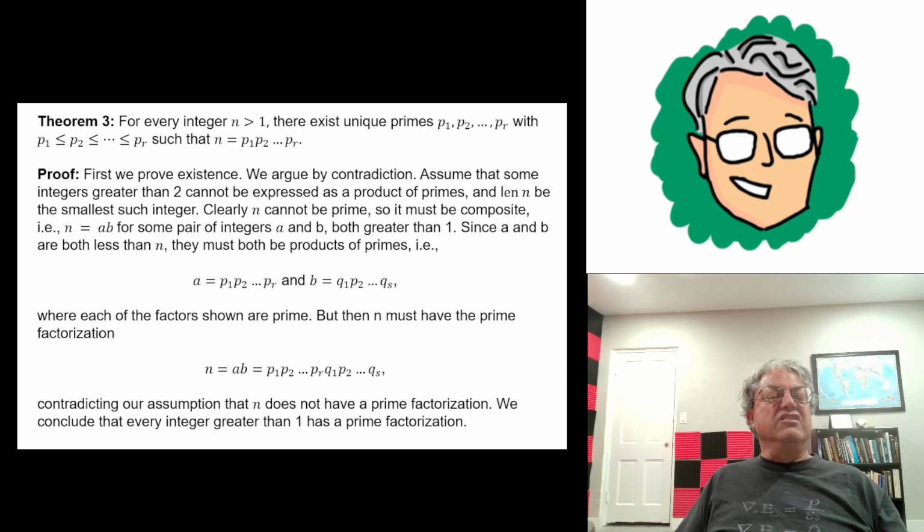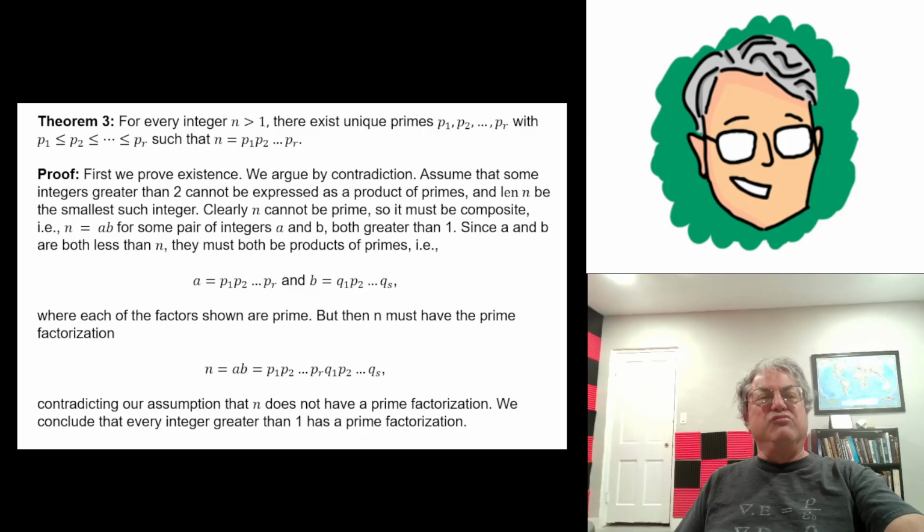So we can write a as the product p1 up to pr, and b is the product q1 up to qs. Well, now what happens if we multiply these two? Remember, n was equal to a times b. Well, we can just multiply all the prime factors. It's just equal to the product p1 up to pr times the product q1 up to qs. But that is a prime factorization. So that's a contradiction. So that means that every integer has to have a prime factorization.